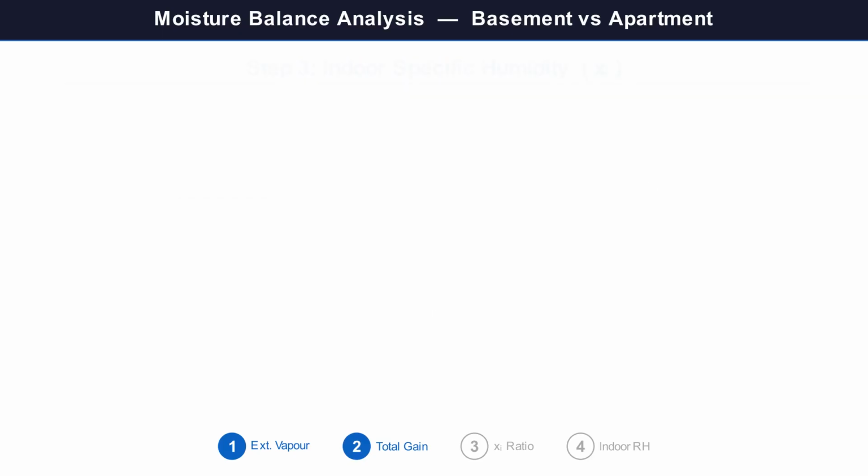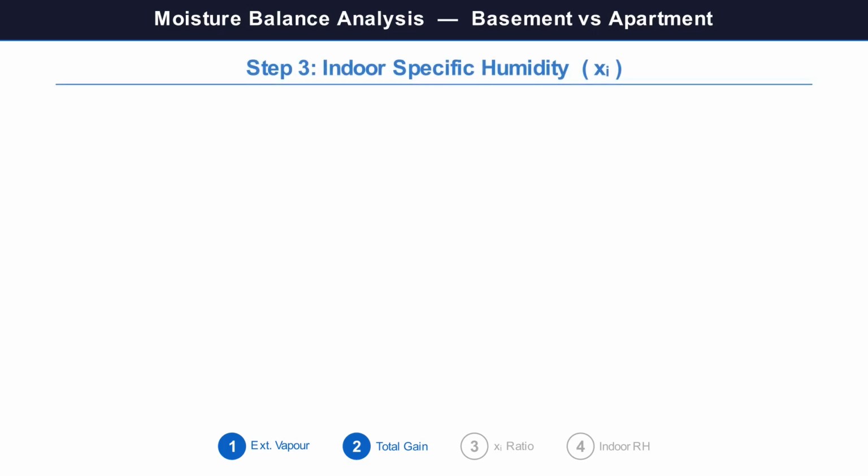Step 3. We now apply the steady-state mass balance equation to find the indoor specific humidity for each building. The governing equation is the same for both buildings: Xi equals Xe plus G total divided by Ga. The outdoor specific humidity Xe depends on the outdoor conditions of each building, and the ratio G total over Ga reflects the balance between moisture generation and ventilation capacity.